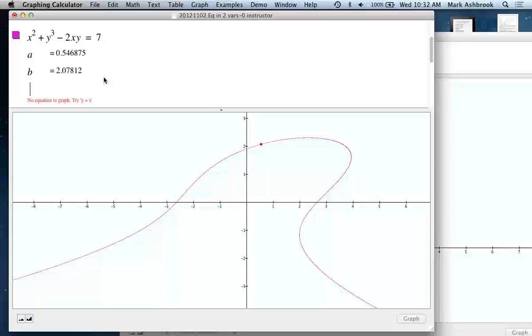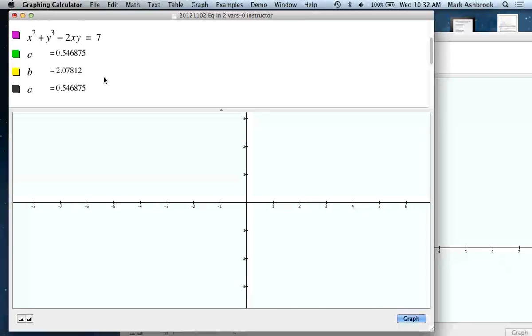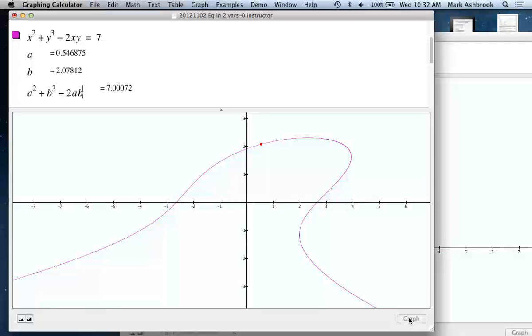So I'll do it, right? I'm going to take a squared plus b cubed minus 2ab. And it'll tell me right there. So it's giving me the value of the expression when a and b are these values. And that's this point.